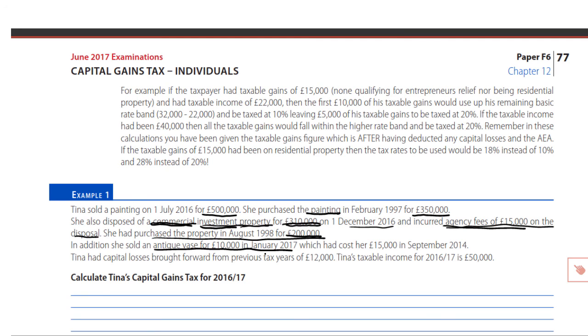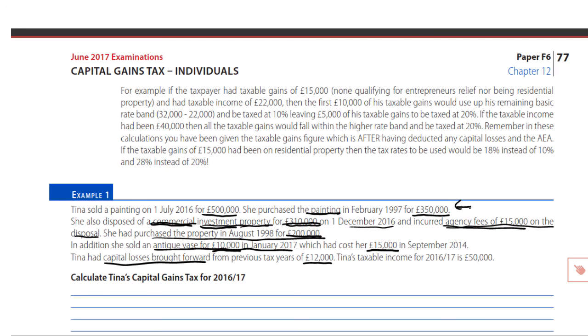More of that later. But with this sale of the antique vase, look at what happens now. £10,000 proceeds, but the cost £15,000. So that therefore will give rise to a loss of £5,000. Not only does she have a loss this year, but she's got capital losses brought forward from the previous tax years of £12,000. So we're going to have to net out the gains and losses of the year.